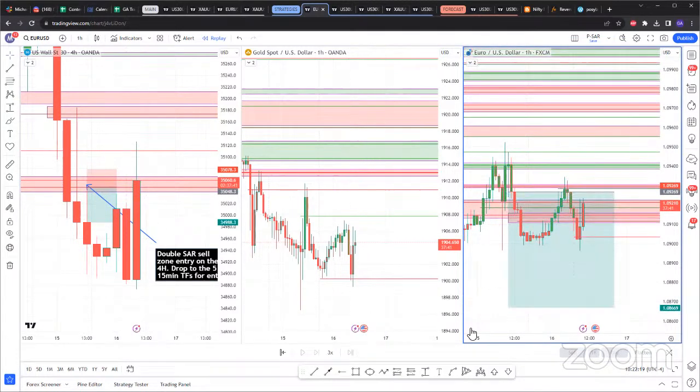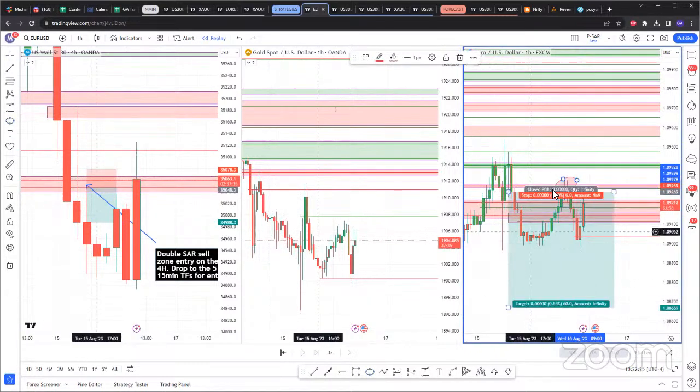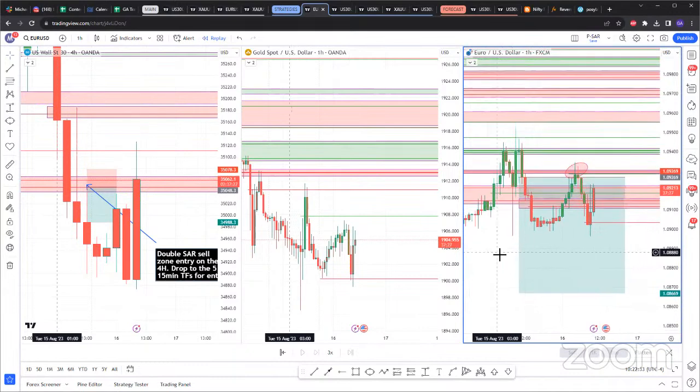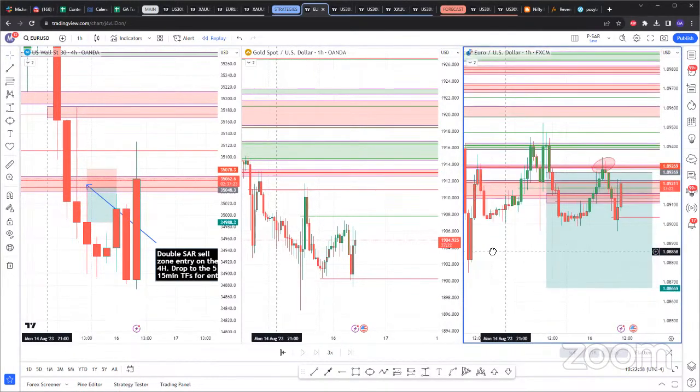But you can see, right? If you're looking for sales, this is what you want to see. These rejections from these zones up there. For example, that and this whole sell zone that's there.